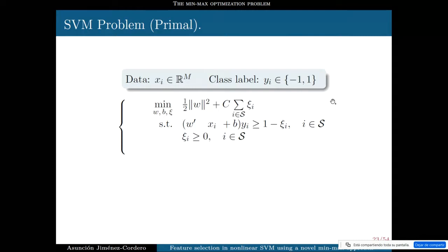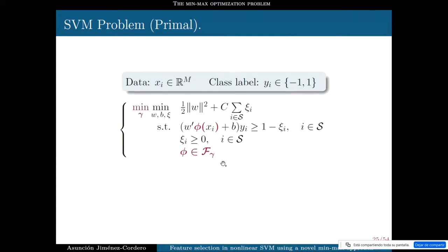So this is the mathematical formulation in the linear setting, and in the nonlinear one, as I have told you, we have to include this feature map phi. But as I told you before, we are not only interested in binary classification, but we also want to select features. So among all the possible phi functions that are available, we want to select the one in a functional space parameterized by this gamma variable, and we want to minimize over this decision variable.